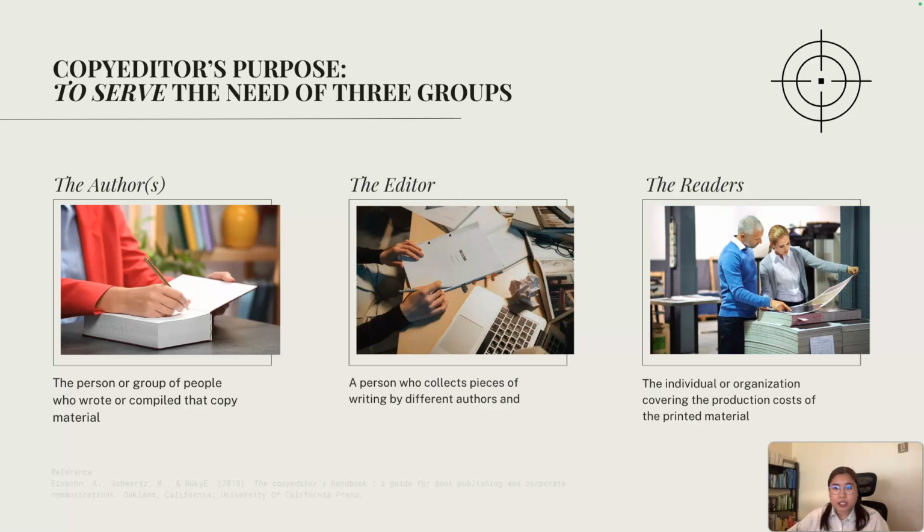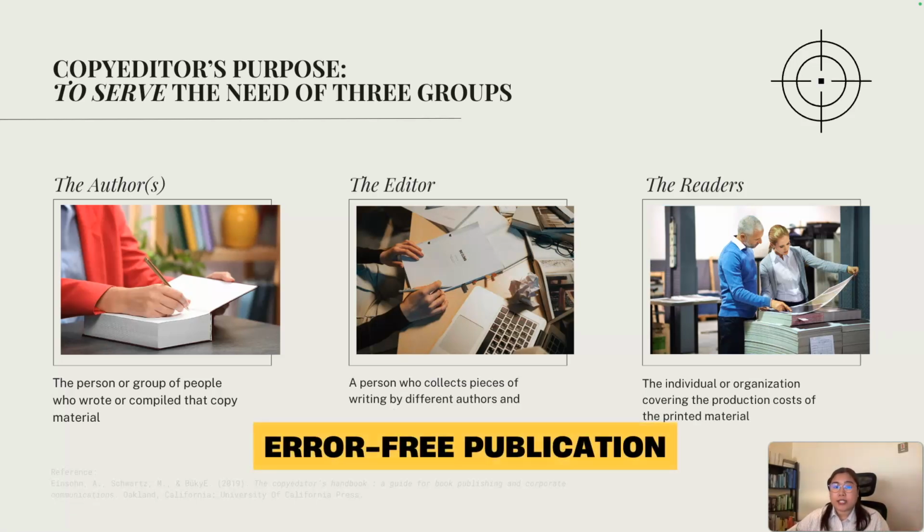All these parties, including the editor, have one main goal, and that is to create an error-free publication. It is also important for the editor to have a good relationship with them, especially with the author. Why? Because the copy editor's job is difficult. He or she corrects someone else's work. If the editor doesn't have a good relationship with them, he or she will experience roadblocks in producing a good quality copy material.